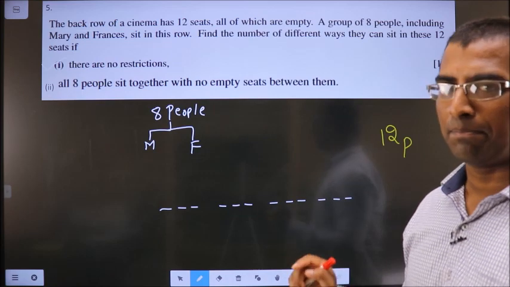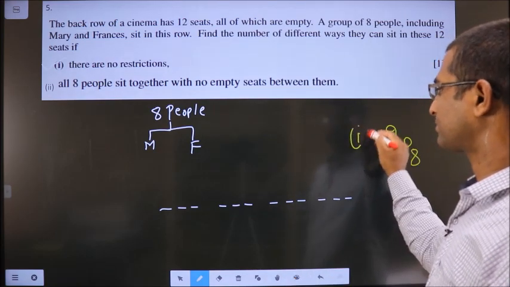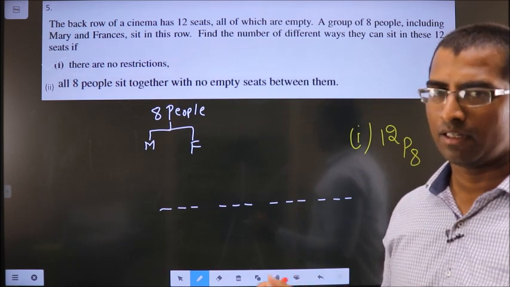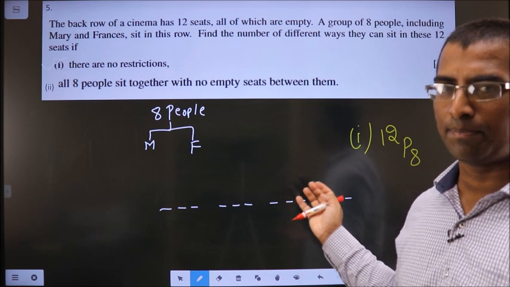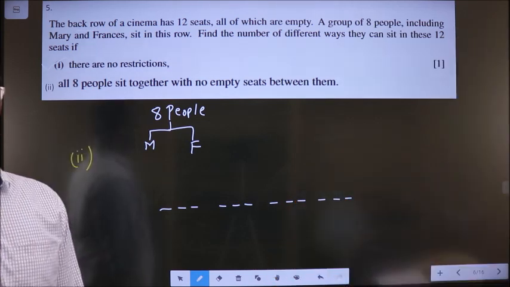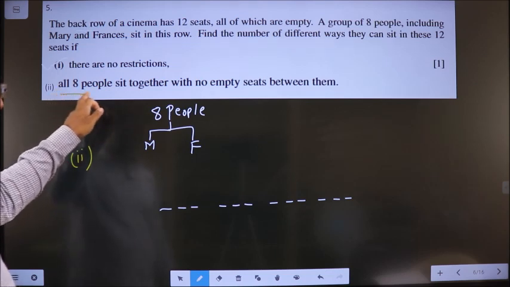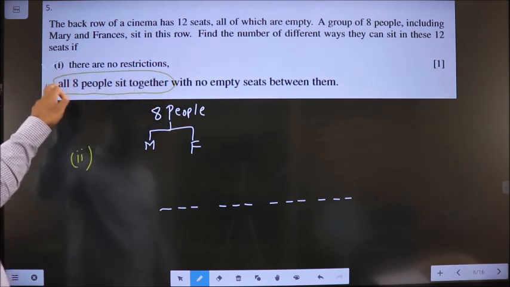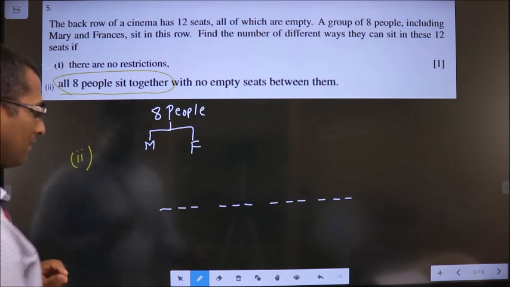For 8 people, so your answer will be 12P8. No restrictions, 12 places, arrangement for 8 people, so 12P8. Now, the second bit. All 8 people sit together with no empty seats between them.